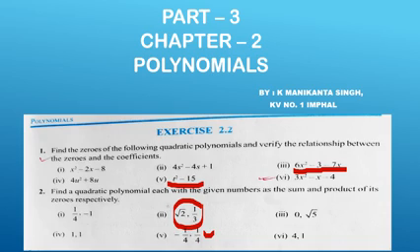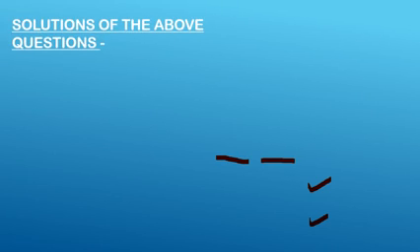In question number 2, we have to form a quadratic polynomial with the given pairs of numbers as sum and the product of the zeros. So let's continue to find the solutions of these two questions. Okay, so let us discuss the solutions of the above mentioned questions. Let us see.